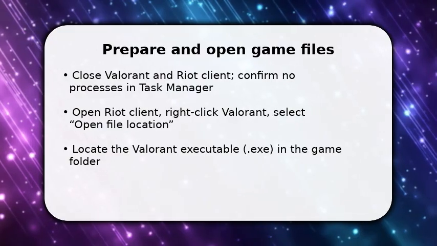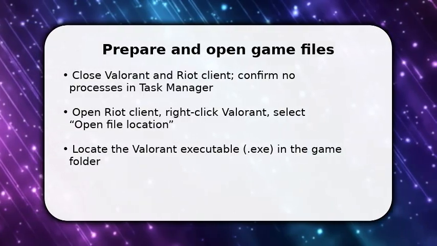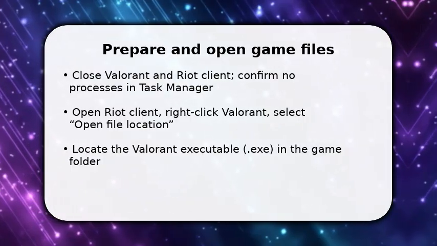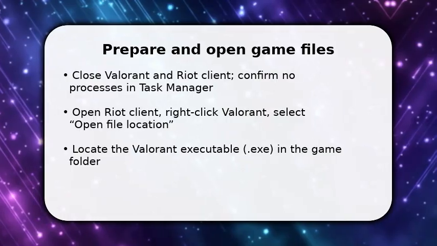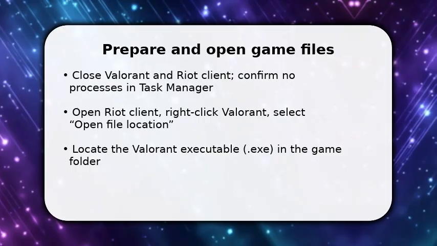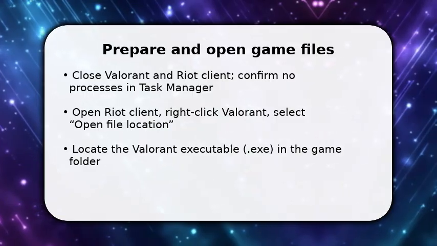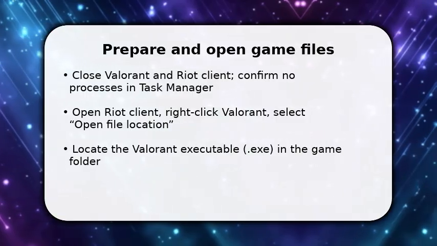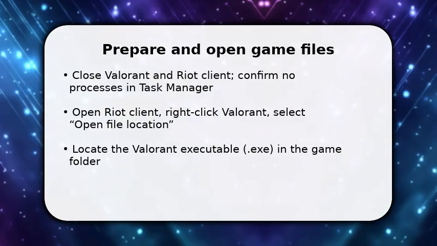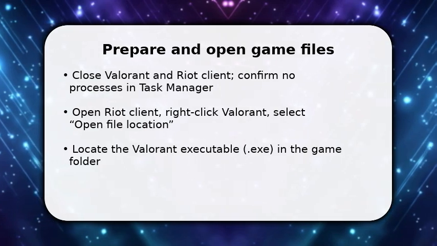You start by closing Valorant and Riot so files aren't locked. Once done, open the Riot client, right-click Valorant and choose Open File Location to jump to the installation folder. Make sure no Valorant, Riot client, or Vanguard processes remain in Task Manager, otherwise you can't change properties. Then find the game executable file, typically named Valorant.exe, or the shooter binary, and get ready to modify its properties to change compatibility settings for Windows.